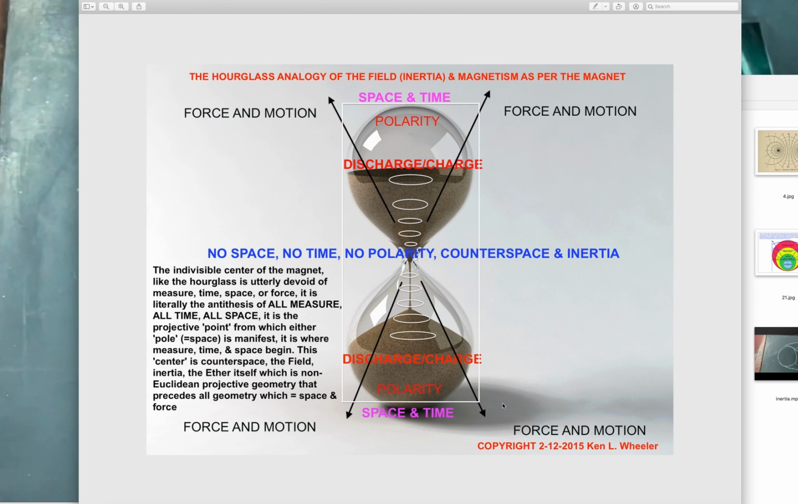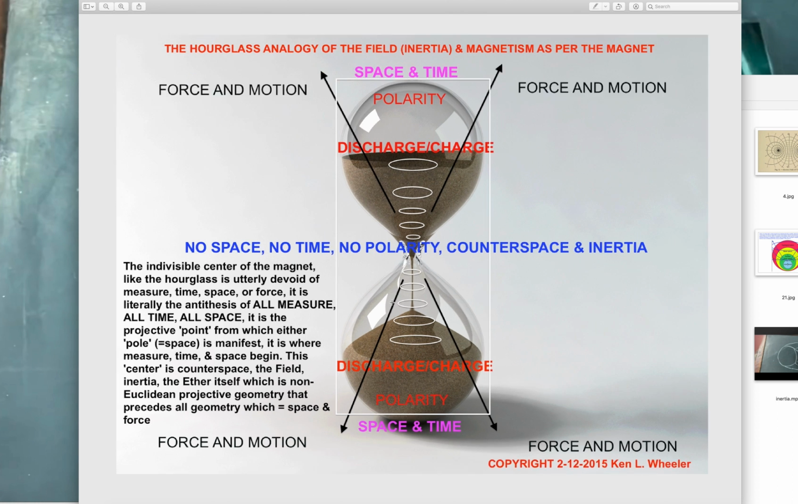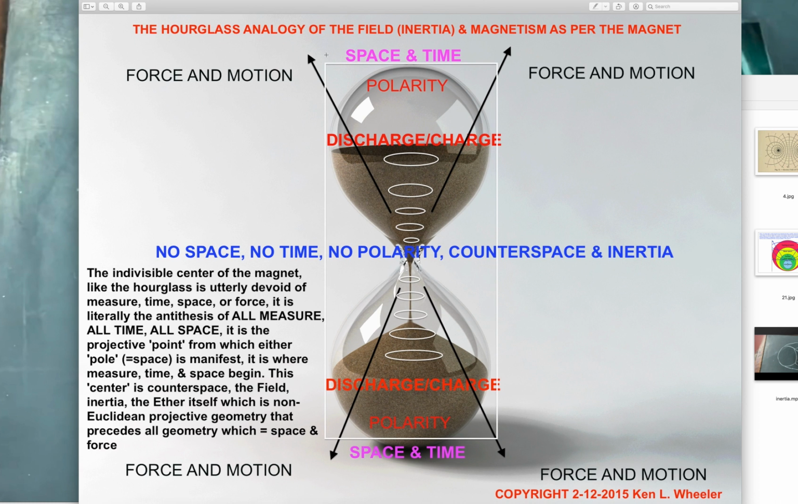Everything's capacitance, resistance, magnetic permeability, and dielectric permittivity. That is as simple as it gets. The conjugate geometries of force and motion and inertia and acceleration. Like I said, we can actually outline a magnet over top of this hourglass as I have in this white triangular box. This is the cross-section of the field geometry, the conjugate field geometry.